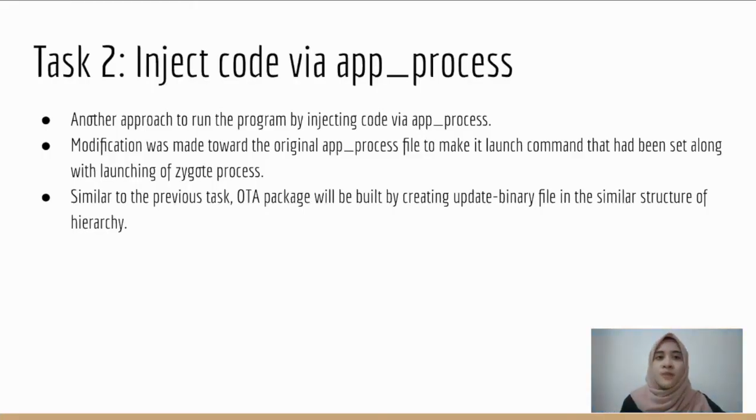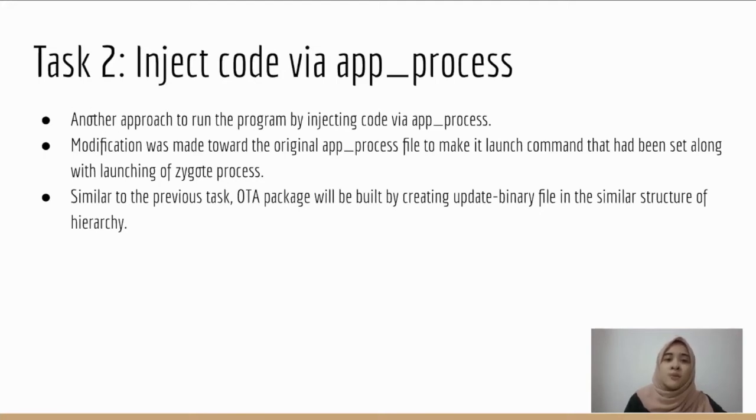So in the previous task, the init.sh file was modified to make our injected program run automatically and with root privilege. But for this task, which is task 2, another approach was used to inject the program, which is via app process. When the Linux part on Android is initialized, the Android OS will bootstrap its runtime that is built on top of Linux to run a program called app process using the root privilege.